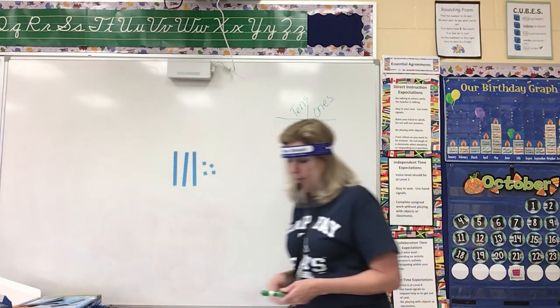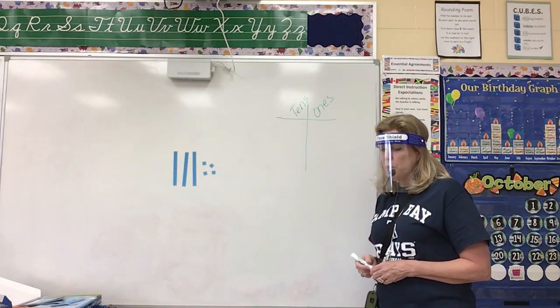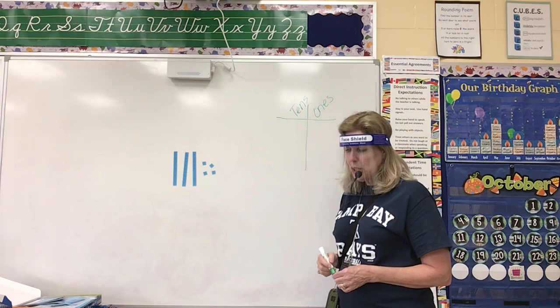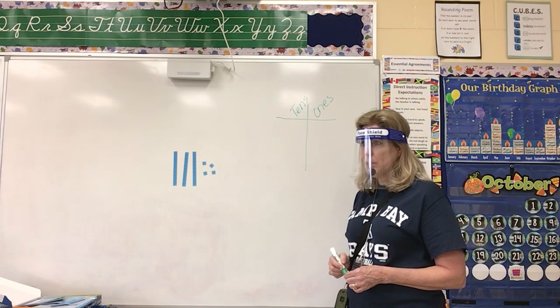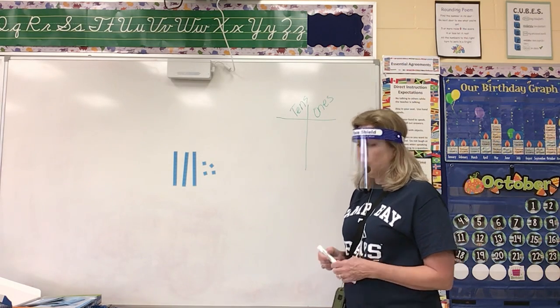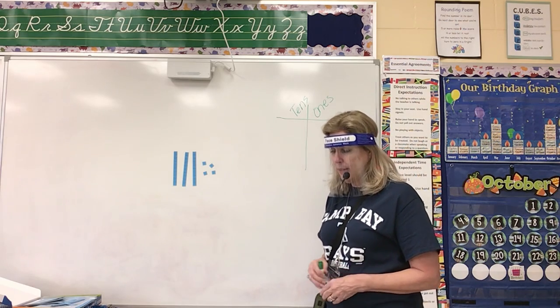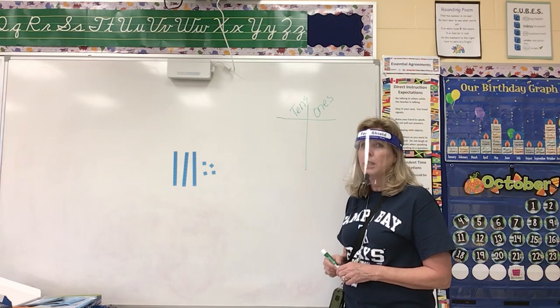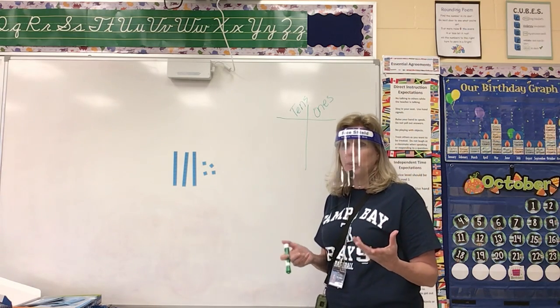Okay, number 5. Jude buys 5 boxes of pencils. Each box has 10 pencils. So, we should multiply this. 5 boxes, and each box has 10 pencils. So, how many would that be?